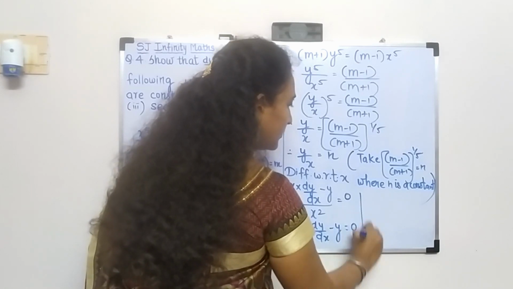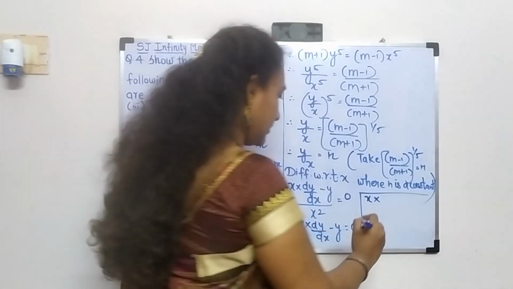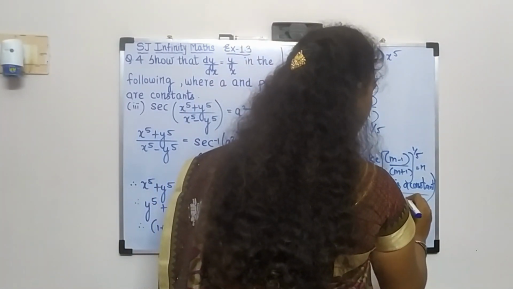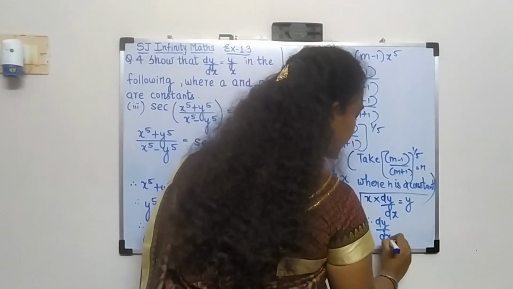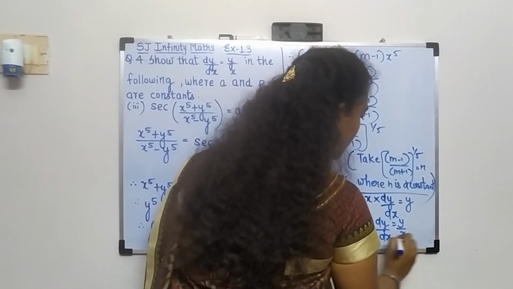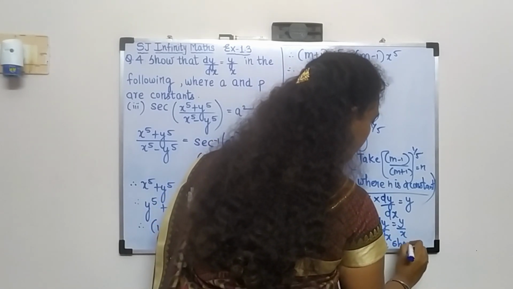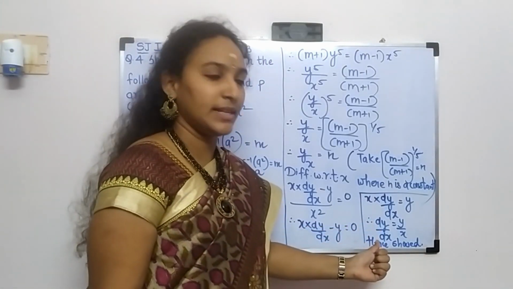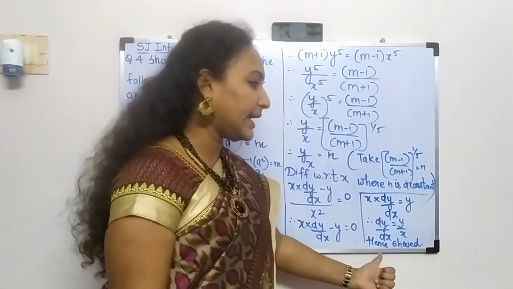Is equal to 0. Now this minus y can be taken to the RHS. So we have x into dy by dx is equal to y. Therefore, dy by dx is equal to y upon x, hence shown. Okay, so we have arrived at our answer, that is dy by dx is y upon x, hence shown.